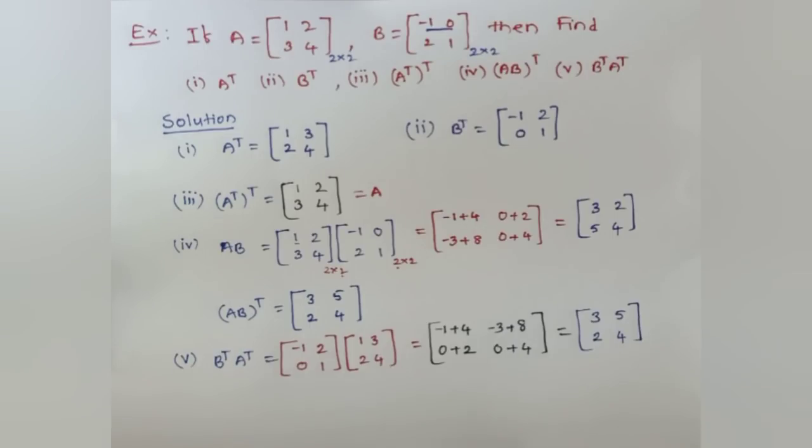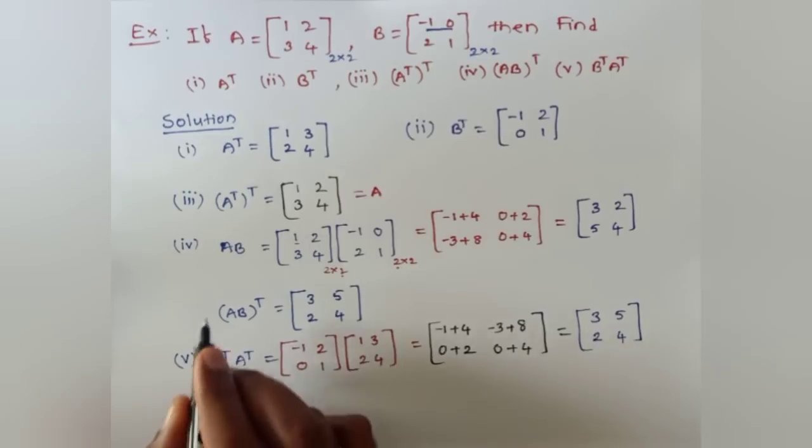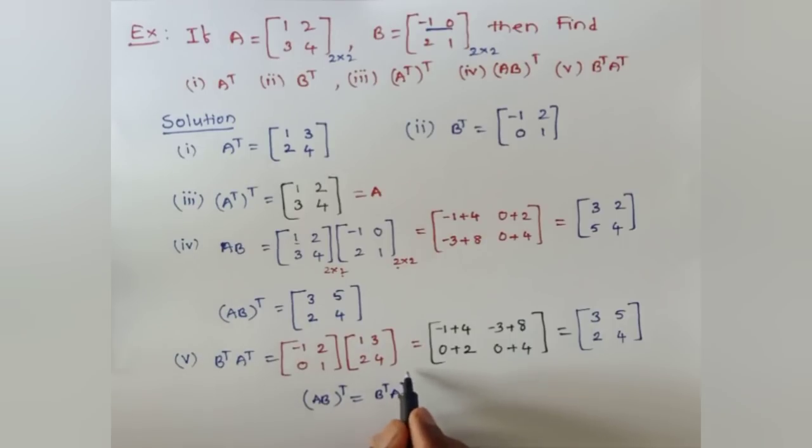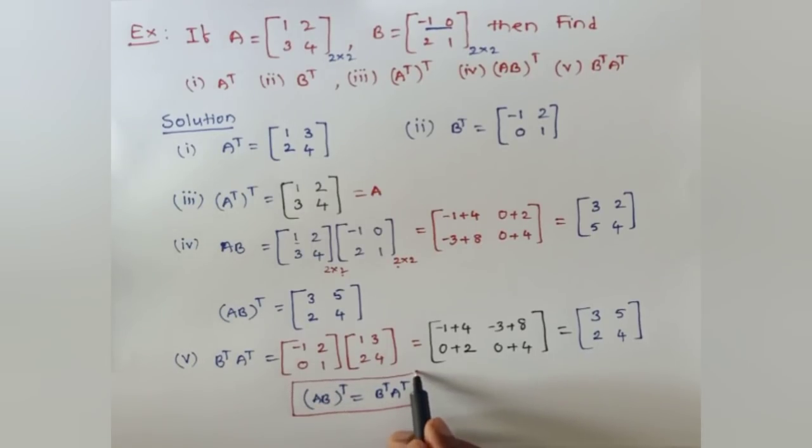Okay, here you can observe from problem number 4 and 5 that AB whole transpose is equal to B transpose into A transpose. So this is our fourth property here. You know, AB whole transpose is equal to B transpose into A transpose.